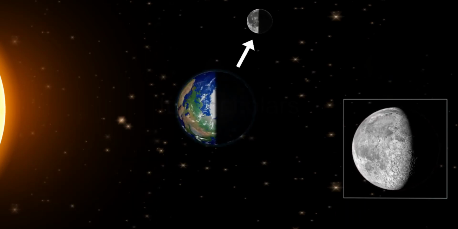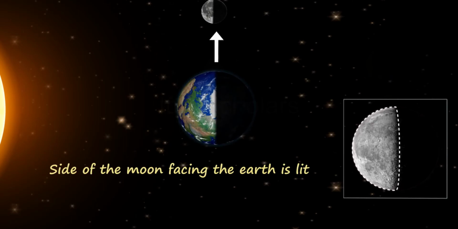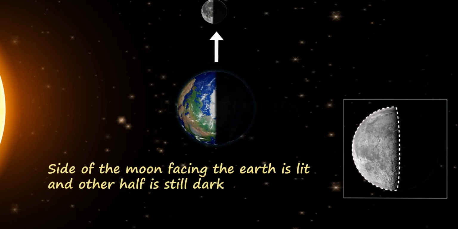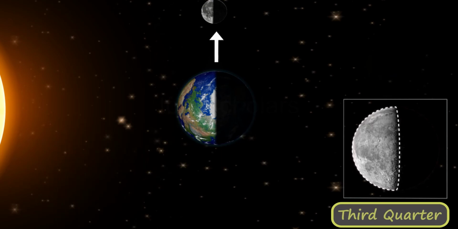The moon has now moved still ahead. Now the side of the moon that is facing the Earth is lit, but the other half is still dark. That is why from the Earth we see a half moon. This is the phase that we call the third quarter phase.